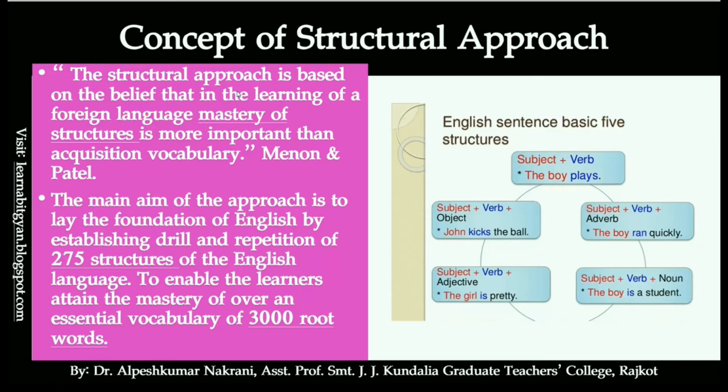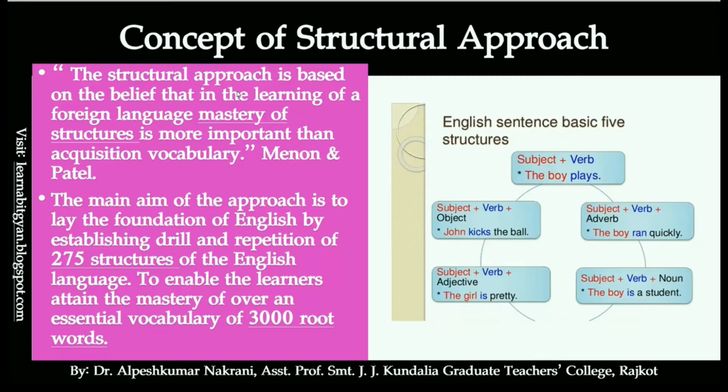Sentences may be very short, subject and verb. The boy plays. It can be subject plus verb plus object. John kicks the ball. It can be subject plus verb plus adverb. The boy ran quickly. It can be subject plus verb plus adjective. The girl is pretty. It can be subject plus verb plus a noun. The boy is a student. Now, these are the only five structures.